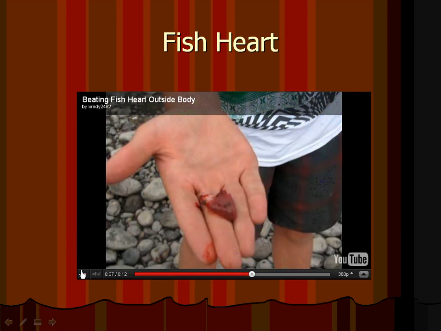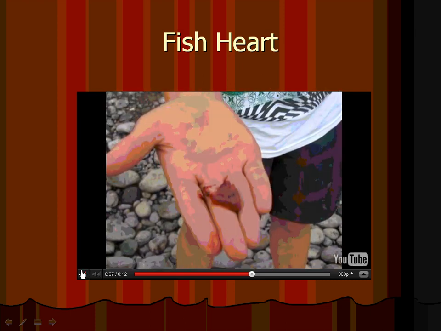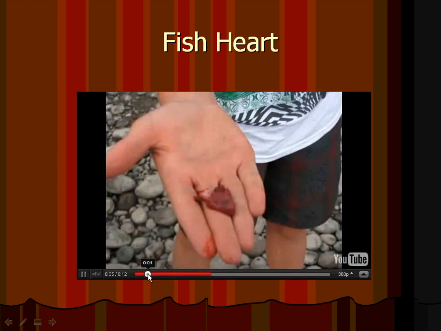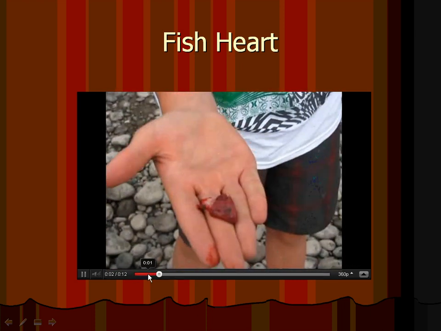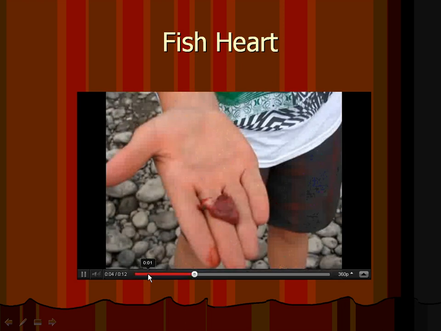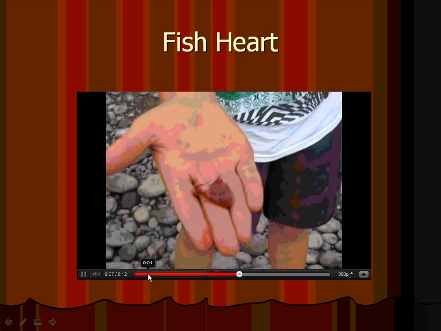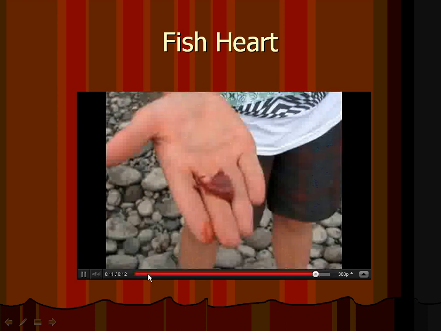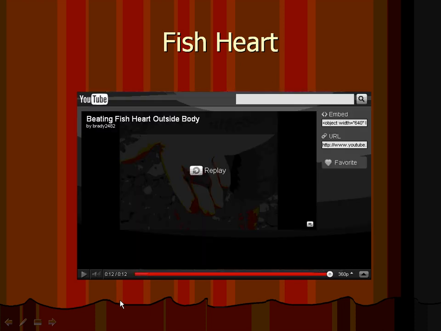Hopefully it works. This is just a fish heart that's outside of the body. So what I want you to think about is when you see it, we'll start. So as you can see, it's still beating. And so the question is, if it's not attached to your body anymore, if there's no blood flowing through it, if it's not attached to your brain, then why is it able to continue to beat?